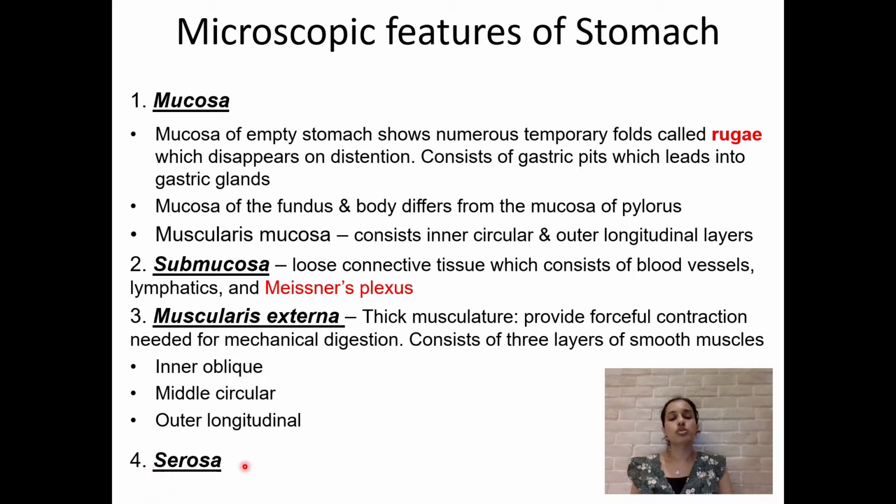the outermost wall has serosa. Serosa means it consists of loose connective tissue. Along with that, it has mesothelium, which is nothing but simple squamous epithelium.